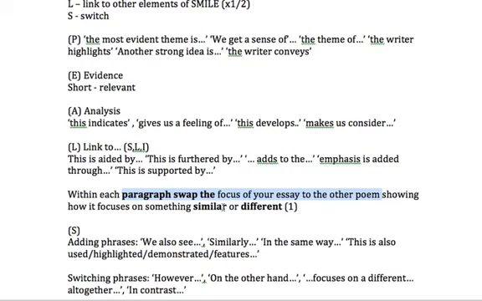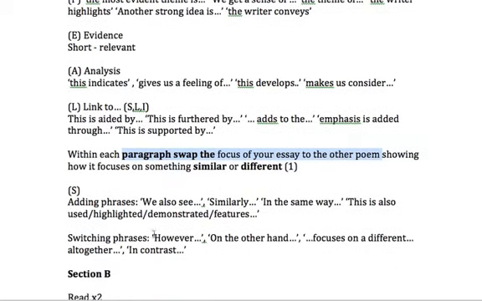Or you can leave it across 2 separate paragraphs. So rather than making one massive paragraph, you can just write poem 1 in the first paragraph, and then just start poem 2 with any of these adding or switching phrases, or whichever way you want to do it. So this would be adding phrases.